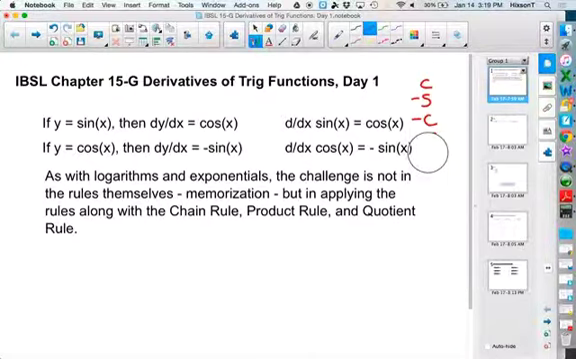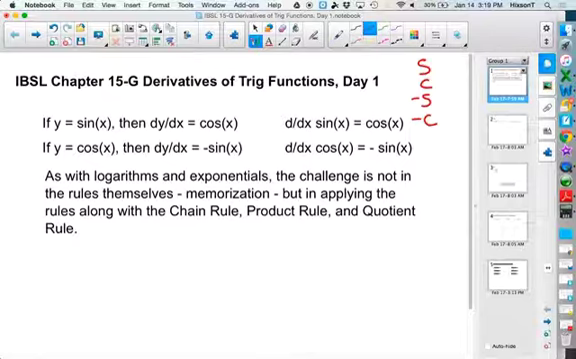I don't understand the things in the right column. Why are they different from the things in the left? They're not different. They're just the same thing, just slightly different notation. Here we're defining y as a function, so dy dx is this. Here we're just saying the derivative with respect to x of sine of x is cosine. Just slightly different notation.